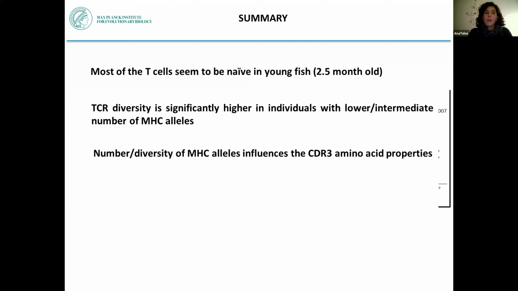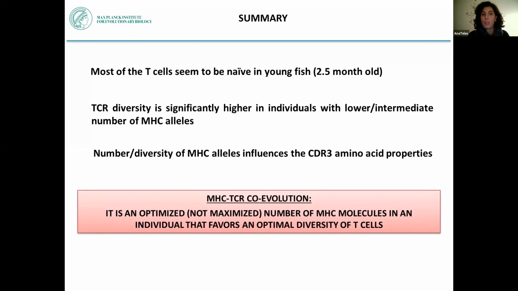So to summarize, most of the T cells seem to be naive in the young fish, which was already expected. And the TCR diversity is significantly higher in individuals with a low to intermediary number of MHC alleles. And also the number and diversity of these MHCs influence the CDR3 amino acid properties. So we had some data that support this theory of MHC TCR coevolution, which says that it's an optimized, not a maximized, number of MHC molecules in individuals that favors an optimal diversity of T cells.